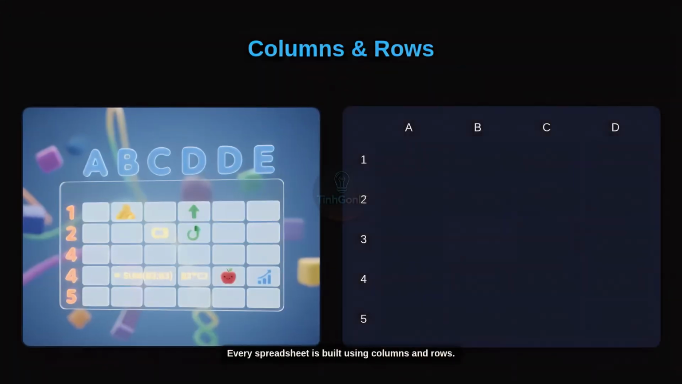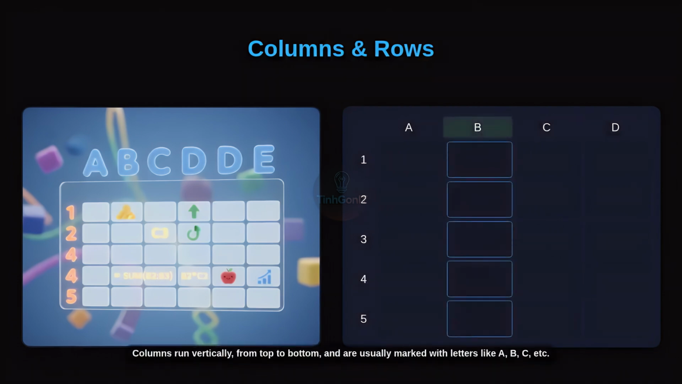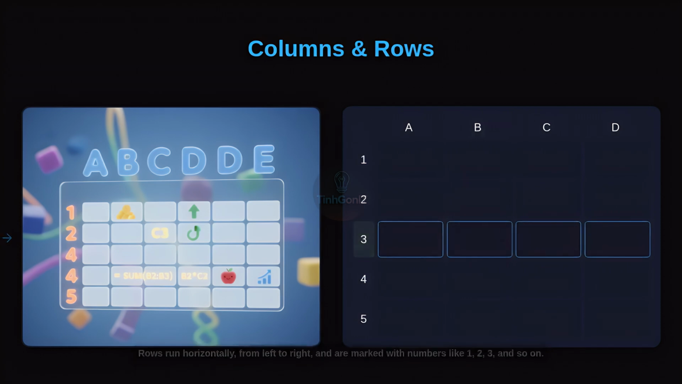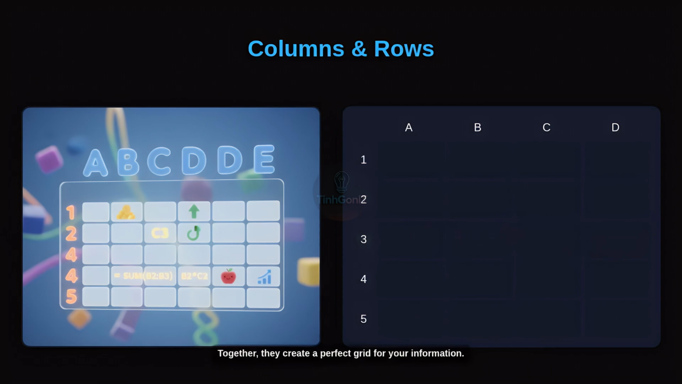Every spreadsheet is built using columns and rows. Columns run vertically, from top to bottom, and are usually marked with letters like A, B, C, etc. Rows run horizontally, from left to right, and are marked with numbers like 1, 2, 3, and so on. Together, they create a perfect grid for your information.